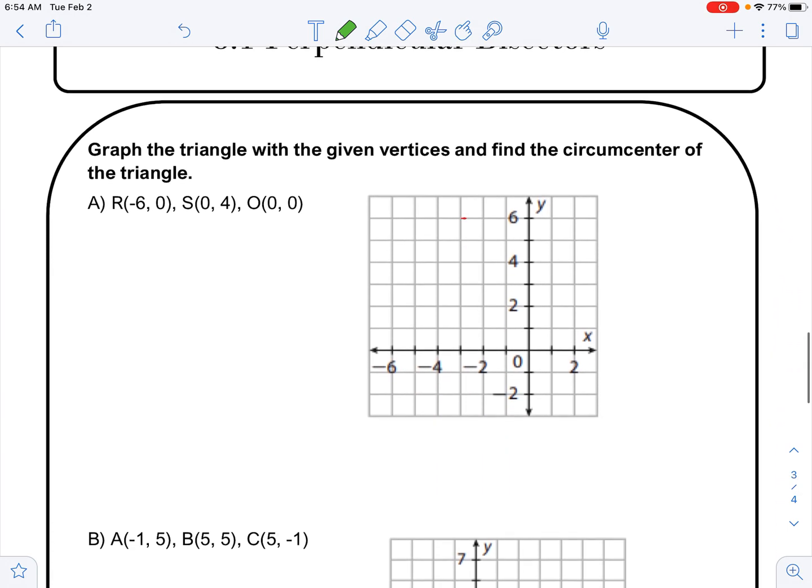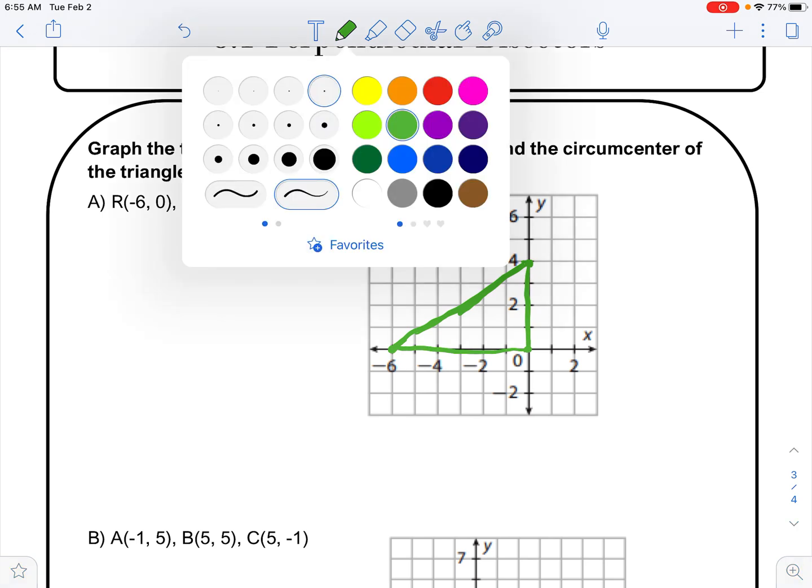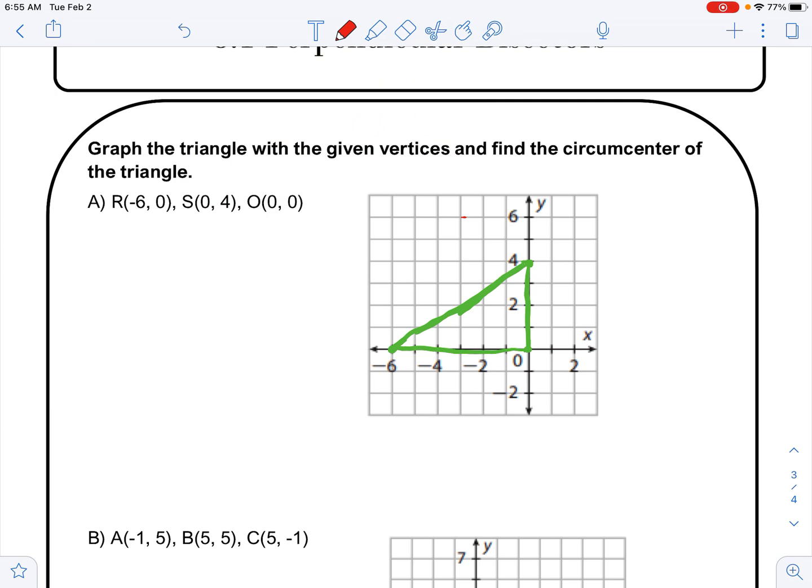So then down here, we want to go ahead and graph the triangle with the vertices and find the circumcenter. The circumcenter is where our perpendicular bisectors meet. So if I have -6, 0, I have 0, 0, I have 4, 0, or 0, 4, I connect all of them, and we want to find the perpendicular bisector of two of the sides. Well, this is pretty easy. So first bisect. This side is 1, 2, 3, 4 units. So half of 4 to bisect would put me right here in the middle.